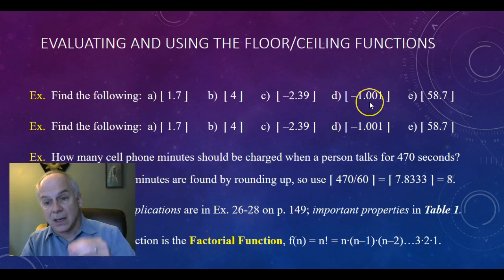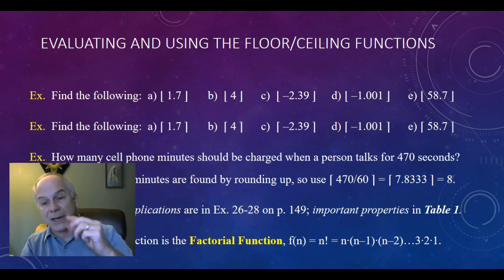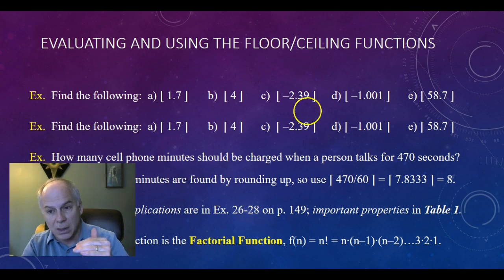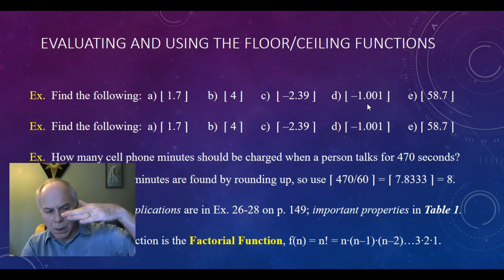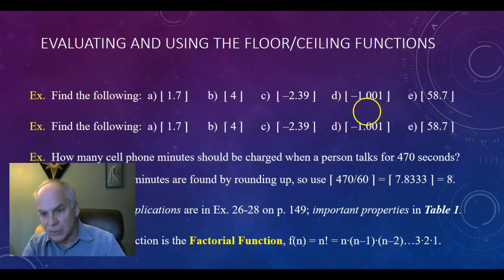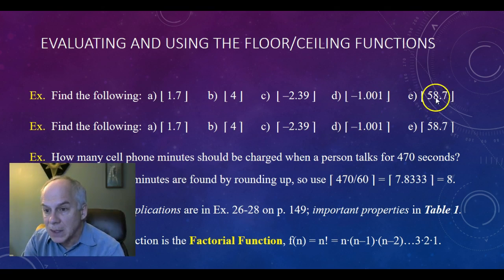Letter D, if we're going down to the next integer, well, it's going to be negative 2, not negative 1. If it was positive 1.001, you'd go down to 1, or negative 1. I'm sorry, you go down to positive 1. But since this is below negative 1, we've got to go down further to negative 2 to be at the integer below that. And then here it's 58.